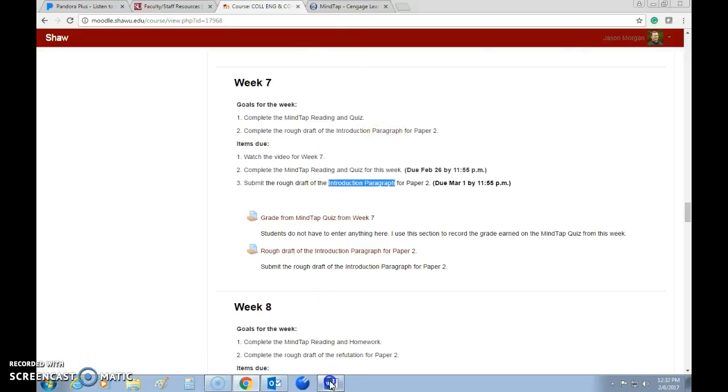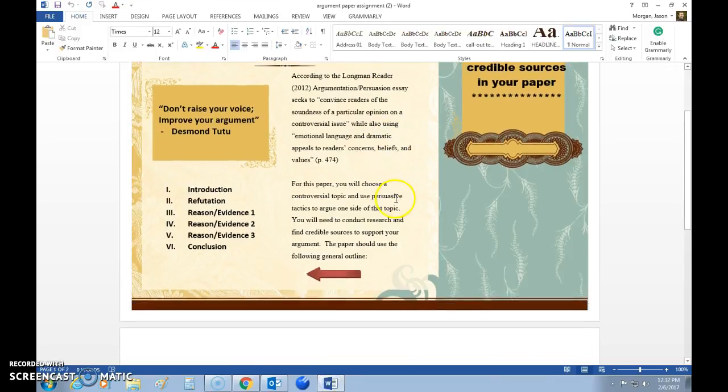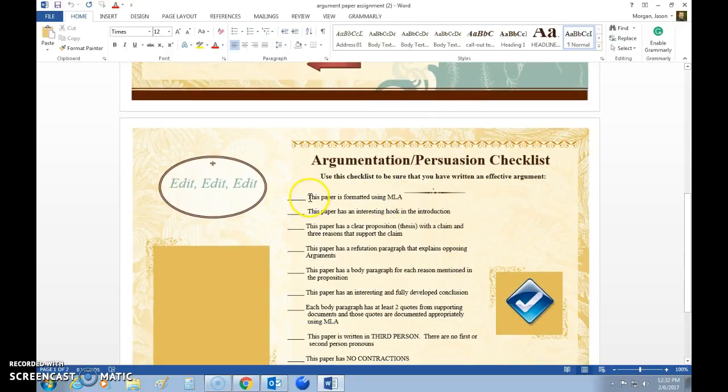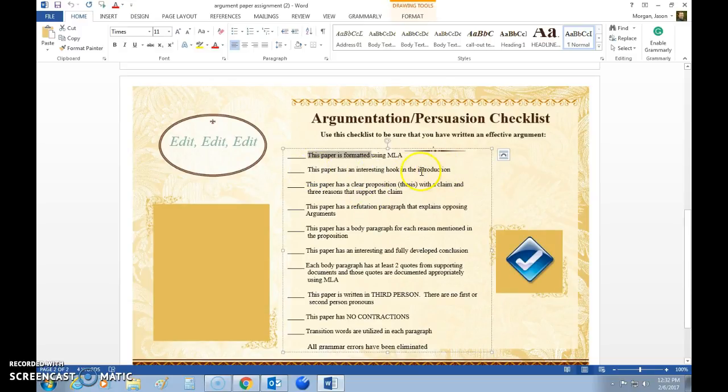So again, let's look back at the assignment, with a reminder of a few things. Remember that you're doing this in MLA formatting, so you might as well start practicing that right away. The paper has an interesting hook in the introduction. The hook is that first sentence which will catch the reader's attention. This paper has a clear proposition, which is the thesis, and a claim, and 3 reasons to support the claim. So medical marijuana is a good thing because of reason A, reason B, reason C. You wouldn't necessarily explain reasons A, B, and C in the introduction, because that's what the rest of the paper is for. The refutation, the body paragraphs, and the conclusion are coming up in the next few weeks.